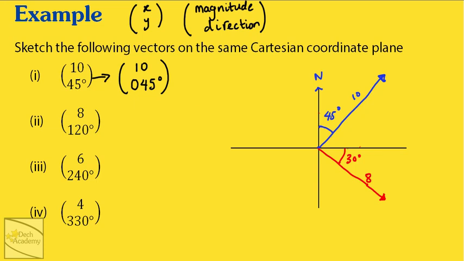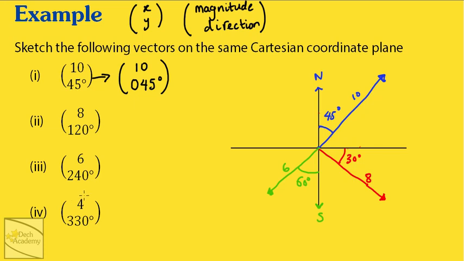For the next one, the key thing here is the bearing of 240 degrees. From north to east is 90. From north to south is 180 degrees. So an extra 60 degrees will take us to our vector. The length of this vector will be 6 units. So just to make it clearer, this is 90 degrees, this is 180 degrees, this is 240 degrees.